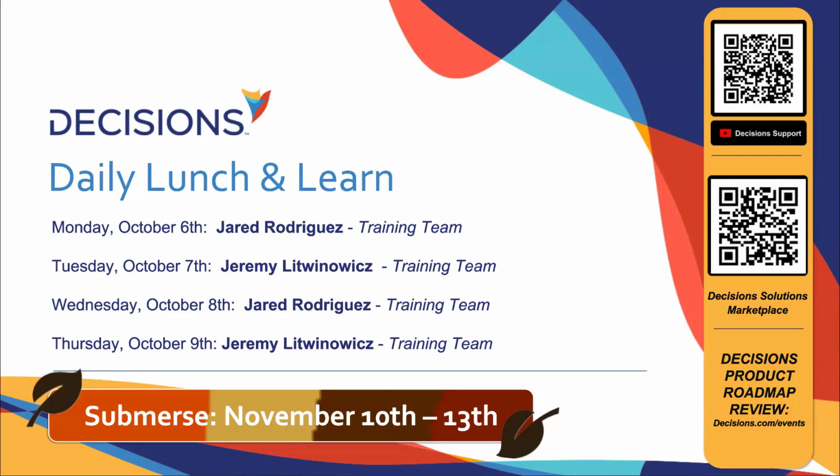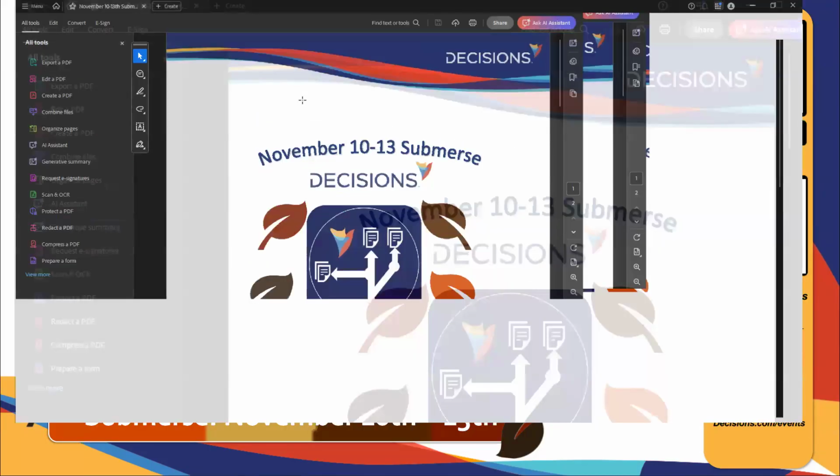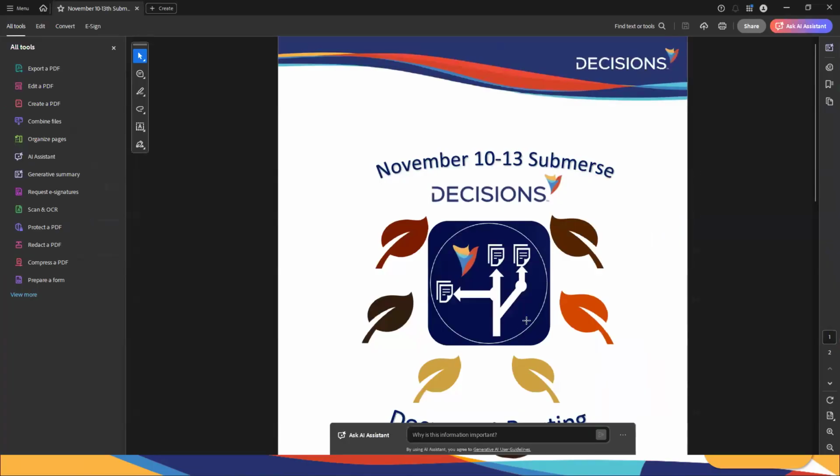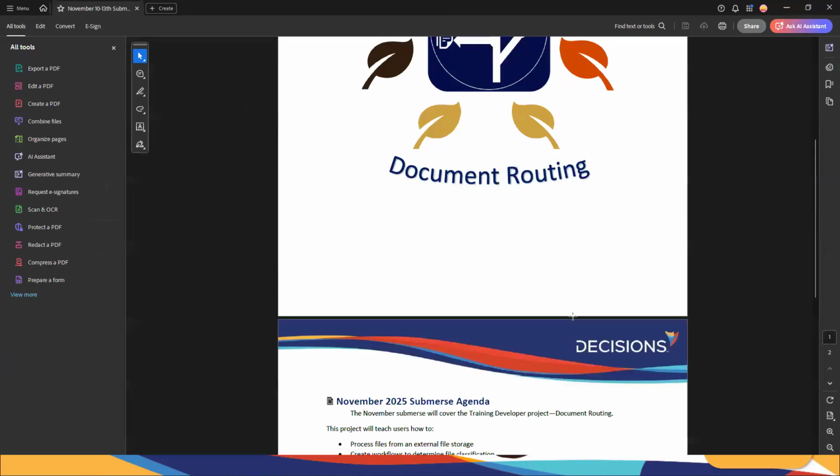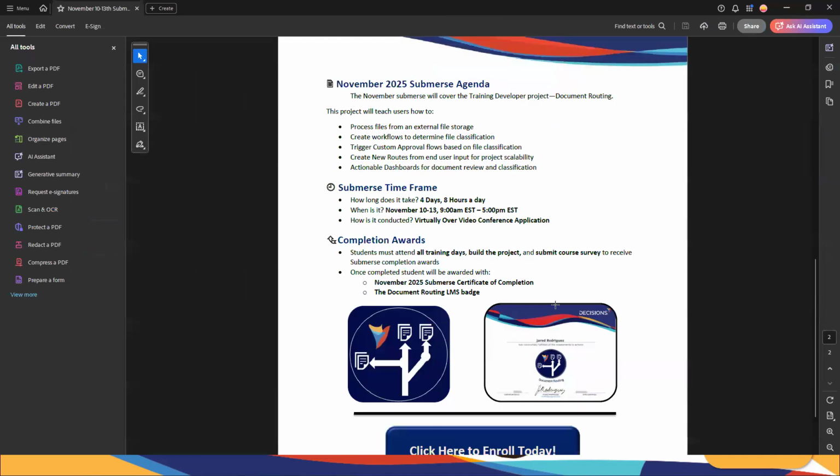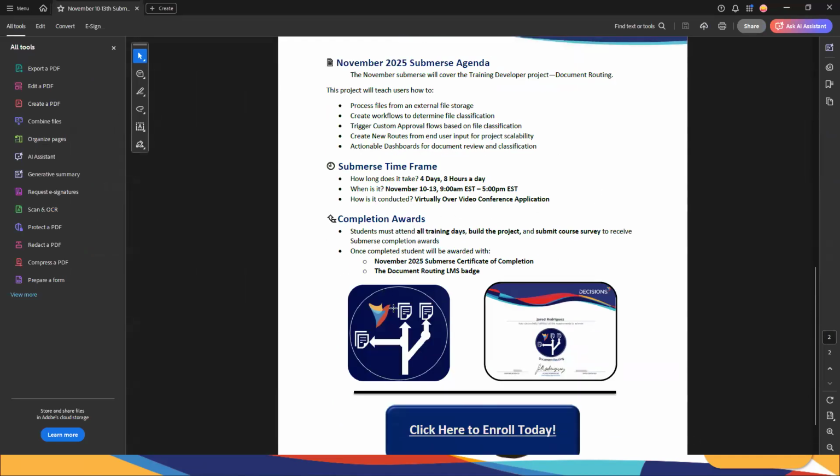Also, don't forget our November Submerge. We're going to walk through the document routing project. There is a PDF that I've created for it that I think is important to be aware of. A cool thing about it is that after you go through it, you will get a badge up on the LMS to signify that you've completed it. And then you'll get a really cool certificate showing that you've gone through this and learned all of these features.